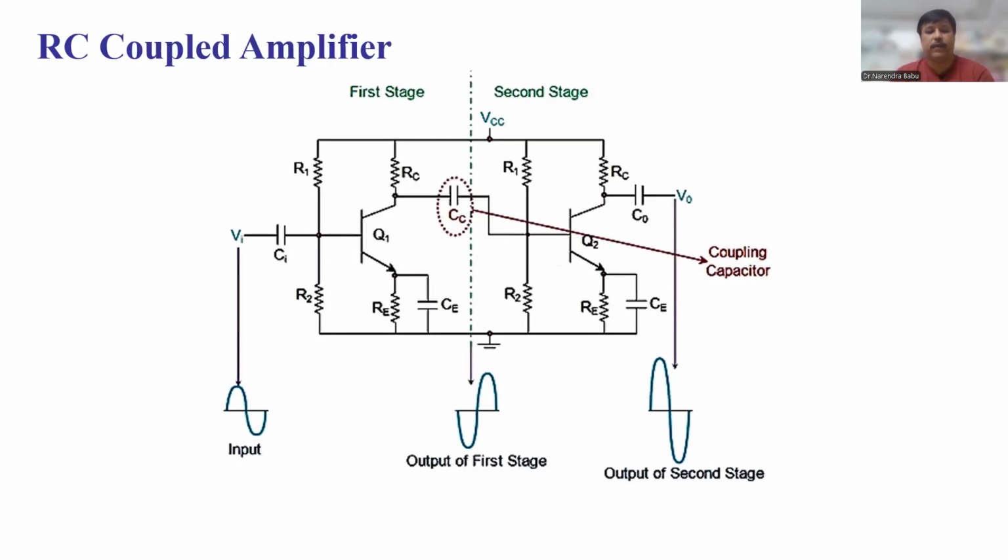So the details of this two-stage RC coupled transistor amplifier circuit are as follows. The two-stage amplifier circuit has two transistors, one is Q1 and another one is Q2, right? And these are connected in CE configuration. CE configuration means common emitter configuration, where the emitter is common between input and output. Here, if you can observe, this is the common emitter, that means this is input and this is output.